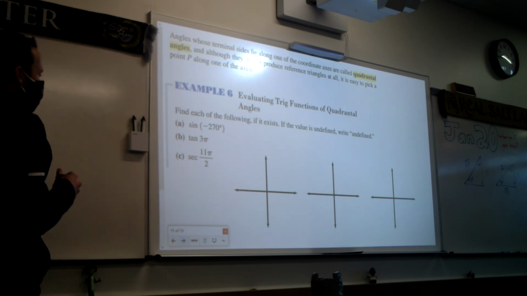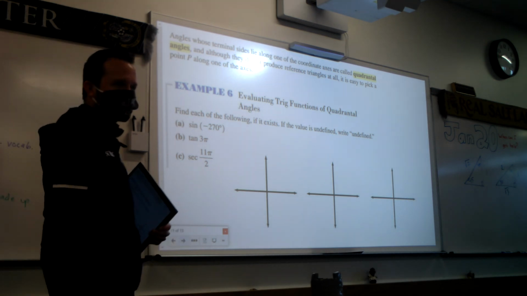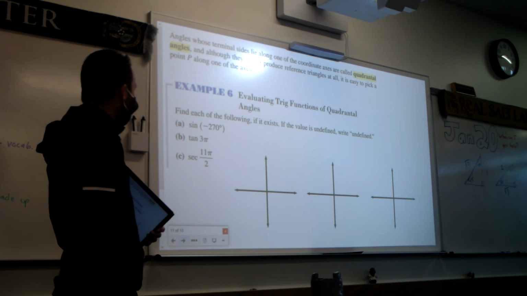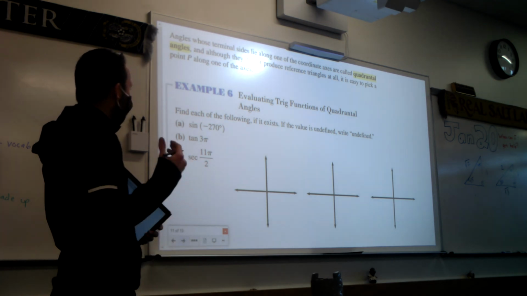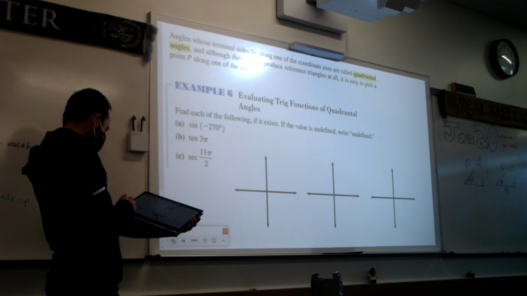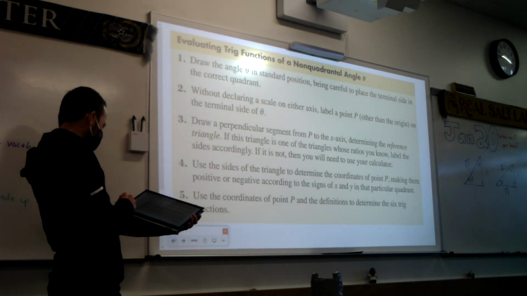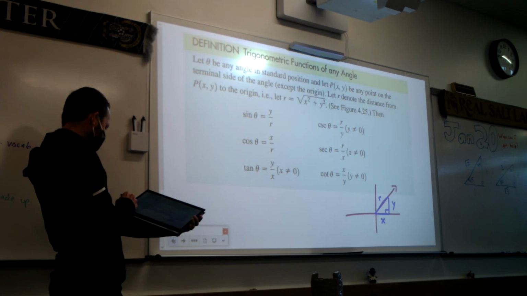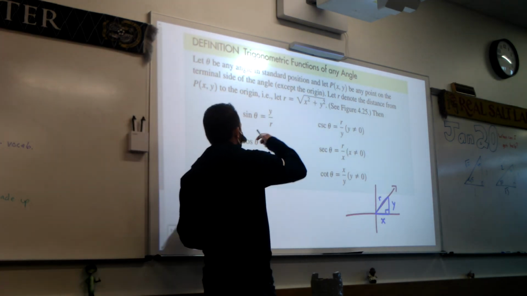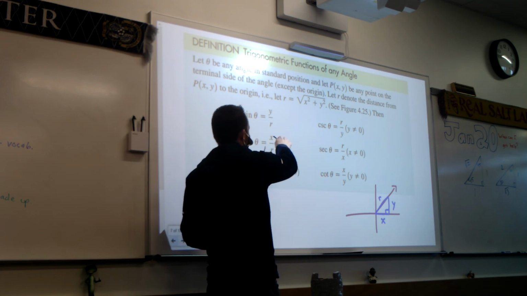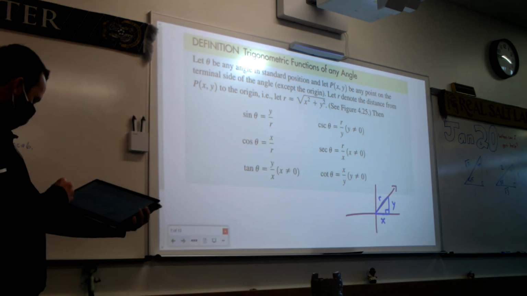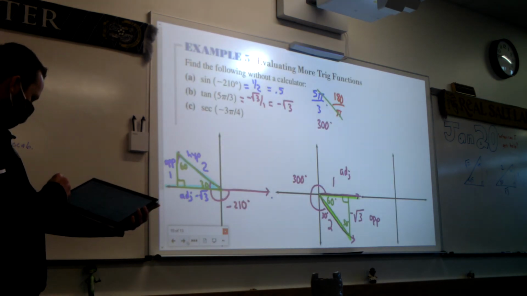Now, the problem with this is, can you draw a triangle using those angles? They don't really make a triangle. So how are we going to figure out SOHCAHTOA if it doesn't make a triangle? And this is when you need to refer back to this. If you're asked to find sine, you're going to do y over r. If you're asked to do cosine, it's x over r. Tangent is y over x. And let me show you two examples of this, okay?